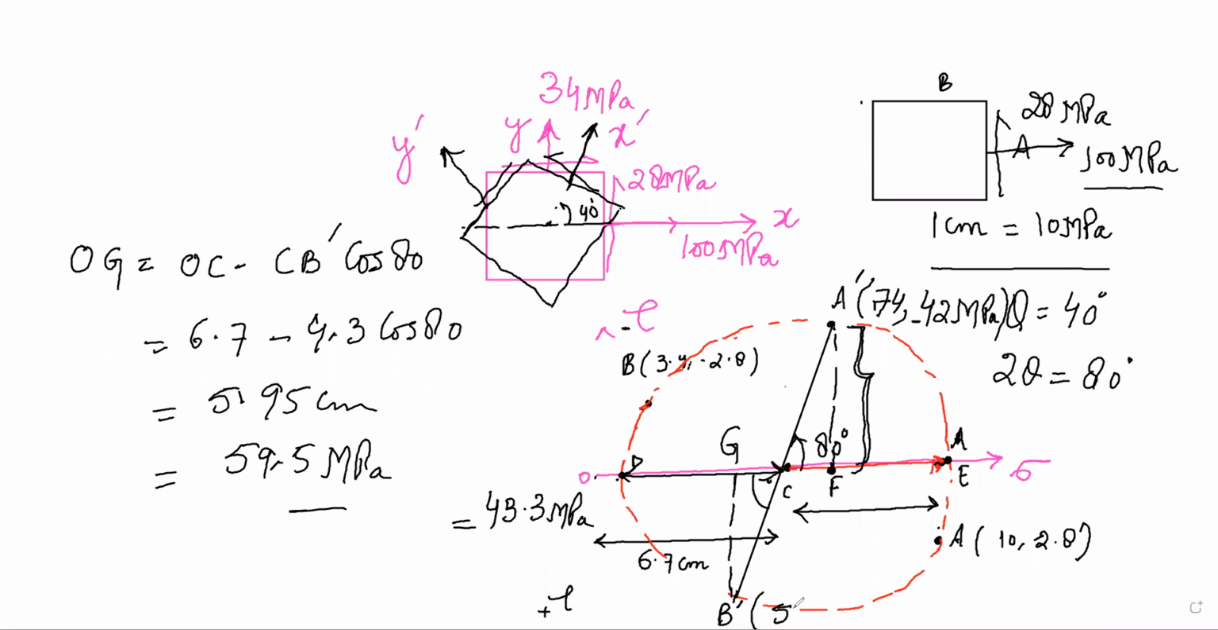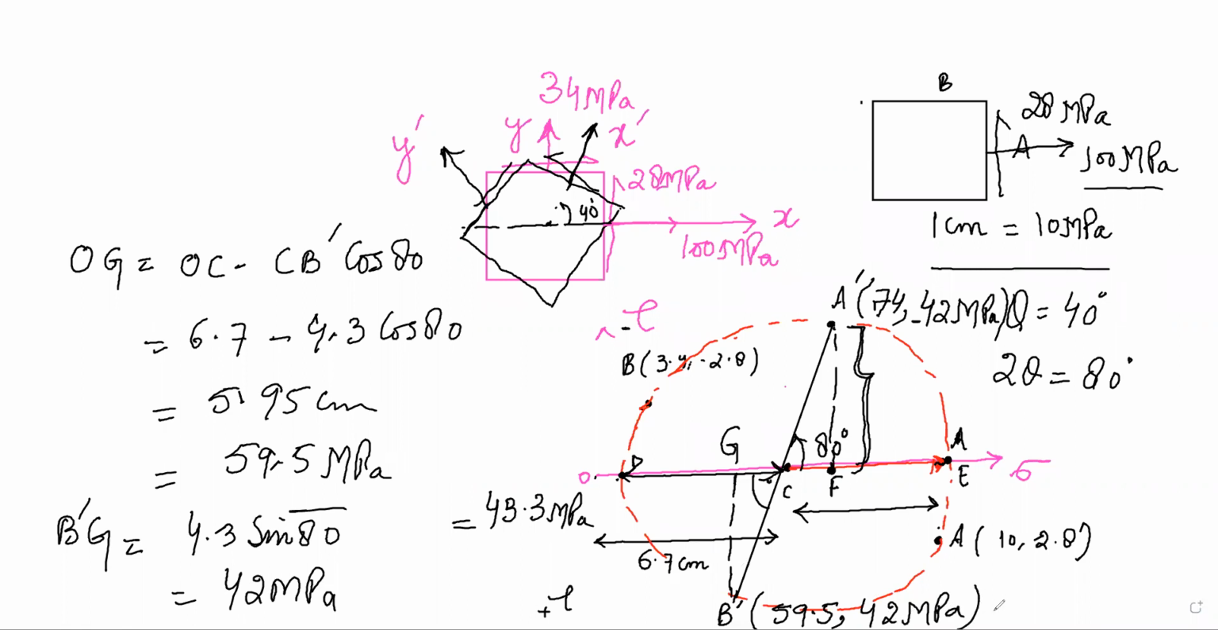It is 59.5 megapascal. Now how much will be the shear stress? It will be equal to B prime G, that's equal to 4.3 sin 80. That's again equal to how much? 42 megapascal. Is it positive or negative? It's on the downward side, so it will be positive. So it is 42 megapascal. This completes your Mohr circle.